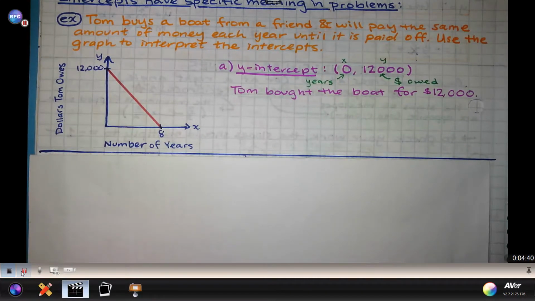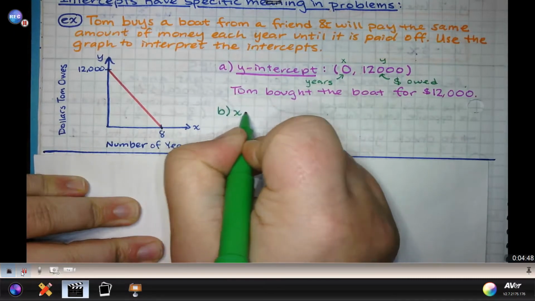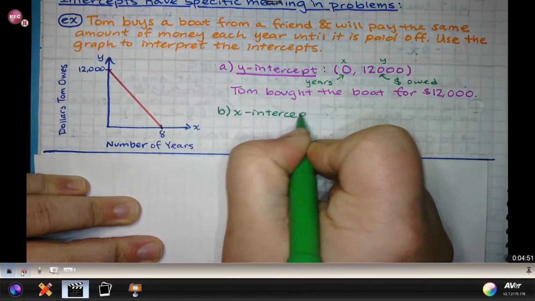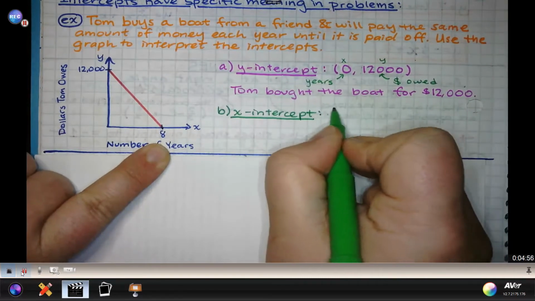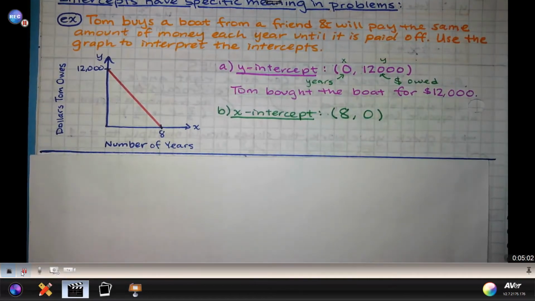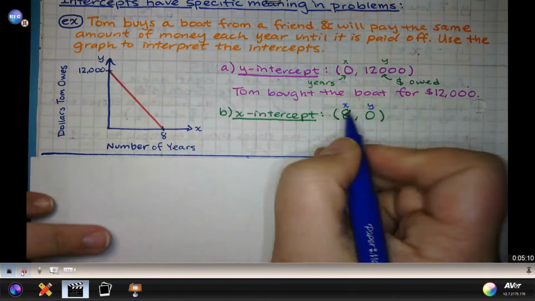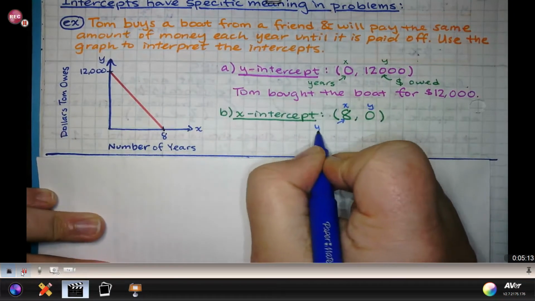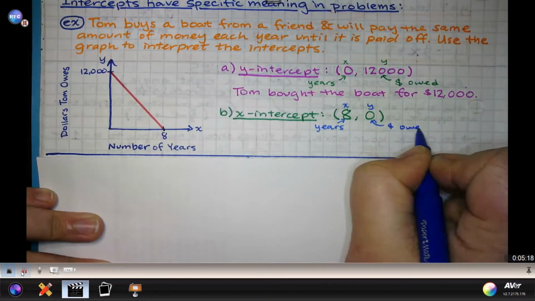Okay? Then we have the x-intercept, which is where the graph touches or crosses the x-axis, which is 8. So remember, a point will always go x value first, y value second. So it's (8, 0). Okay? So this is x, this is y. Remember, it's always in alphabetical order. So the x value refers again to years, and the y value refers to money owed.